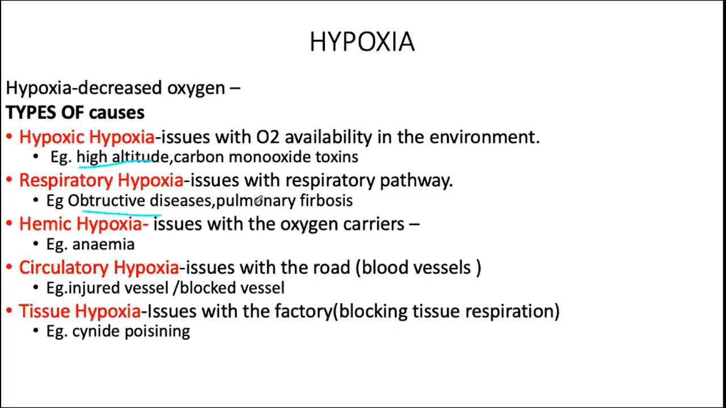For example, in obstructive diseases or in pulmonary fibrosis. Hemic hypoxia, we spoke about anemia, and circulatory hypoxia, an injured blood vessel or blocked vessel, or any problem with the heart, heart failure, or whatever the case will be. If there is an impedance in the travel on the road for whatever reason, that would lead to a level of hypoxia. And then finally, we do have a tissue hypoxia, where we see a problem with the factory itself. That would be cyanide poisoning.